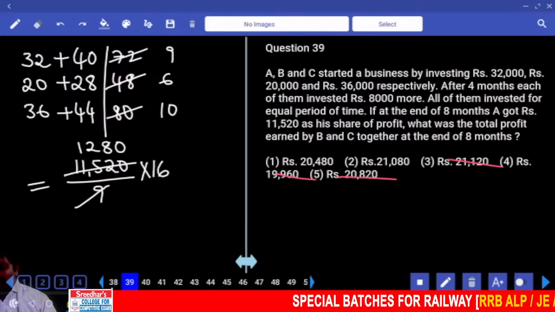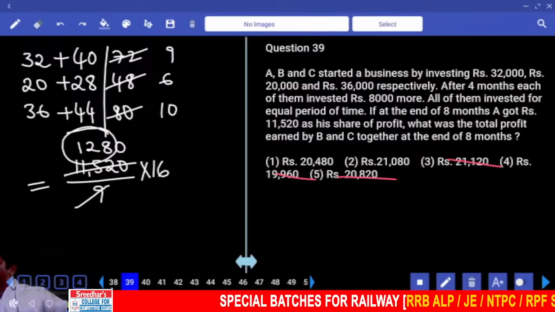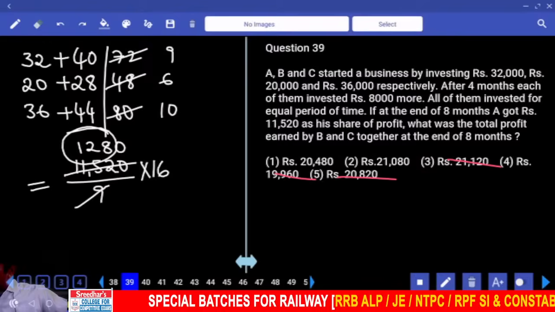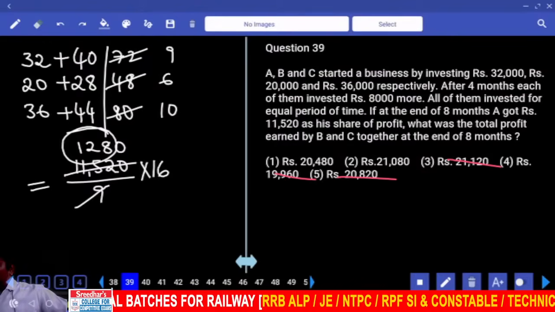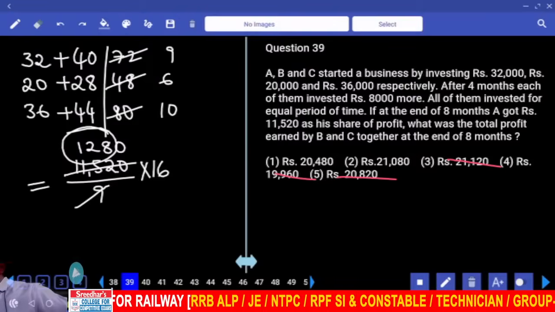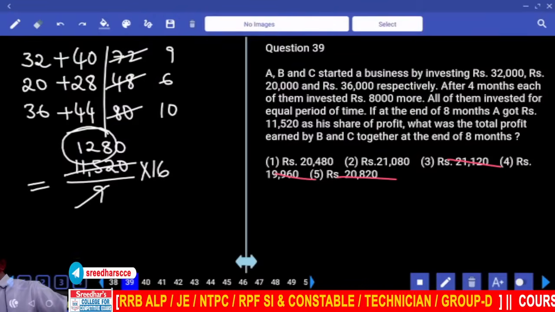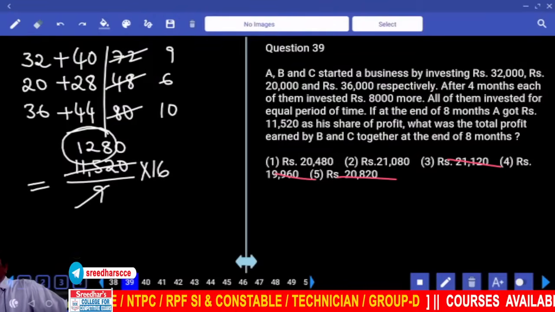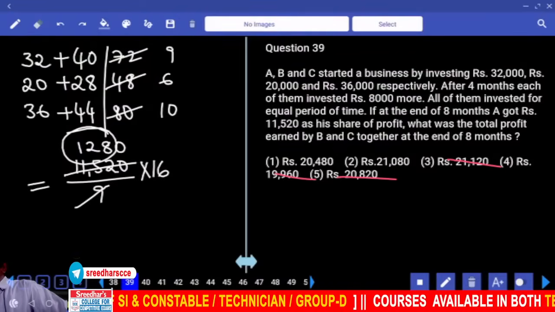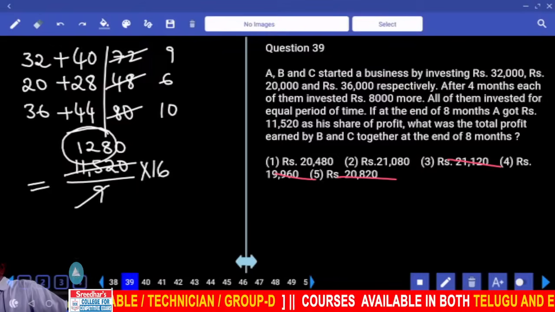Wait a minute. I'll tell you. 128. Do you see something? Do you see something? 4. Mobiles kontaru kada? Observe chesara?